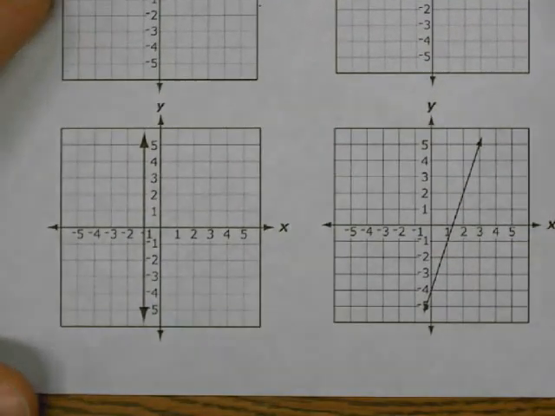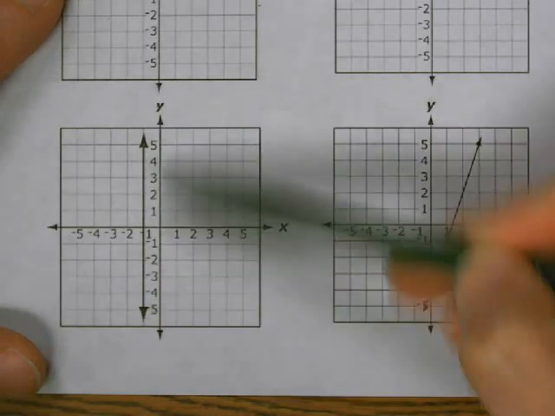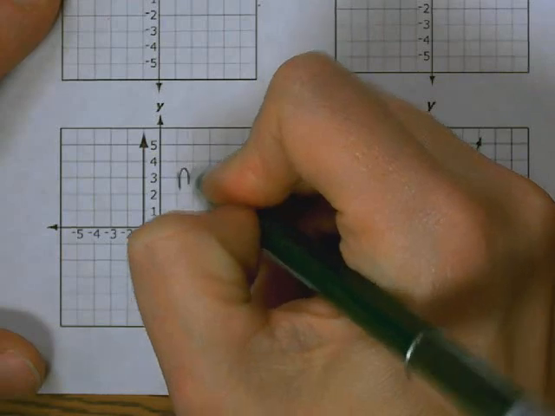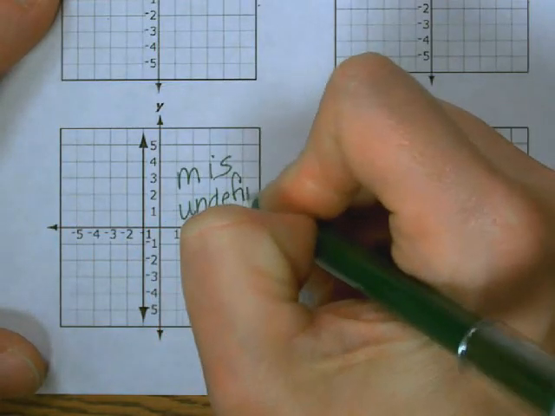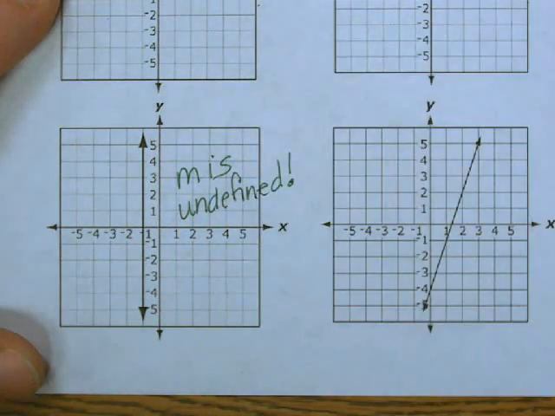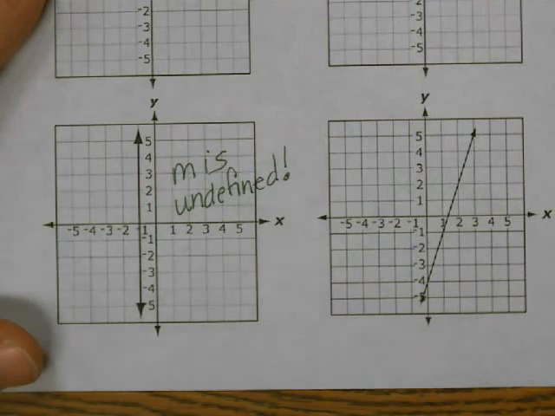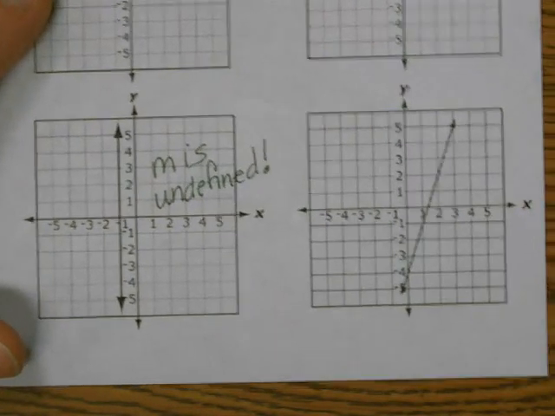The third graph is kind of similar to the second graph. It's not going to change at all. It's vertical, okay? And so on this one, Slope Dude would say that M is undefined. He would curse because he would fall off the side of the cliff and smash his head. So the slope is undefined. M is undefined. Remember, M stands for slope.